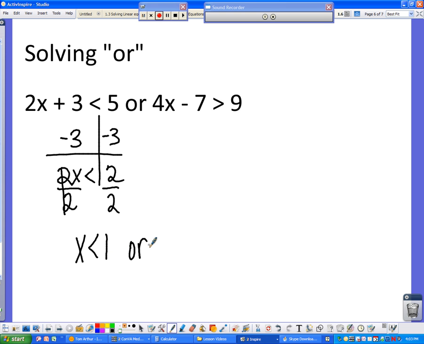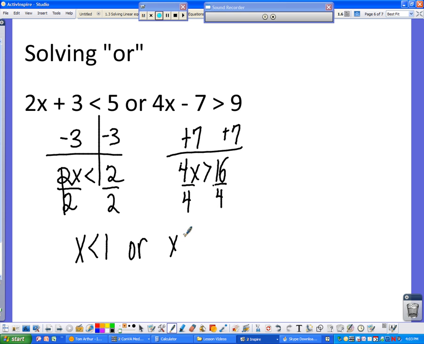Or, you have to have the or. And then you solve this one. Add 7. 4x is less than 16. Divide by 4. x is greater than 4. So x could be less than 1, or x could be greater than 4.